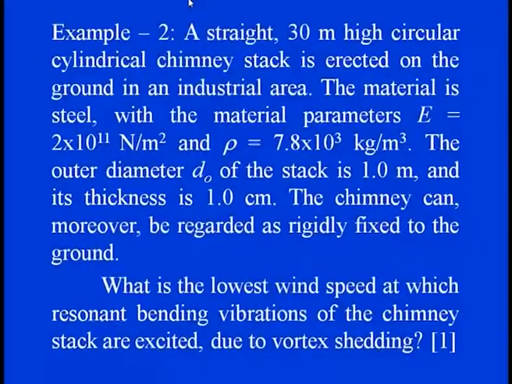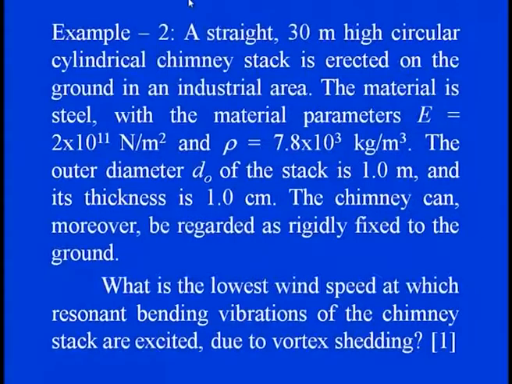Now moving to another question, we have a chimney, and straight chimneys are there in many industries. A straight 30-meter high circular cylindrical chimney stack is erected on the ground of an industrial park, so the height is 30 meters only. The material is steel, with elastic modulus 2 into 10 to the power 11 Newton per meter square, and density 7.8 into 10 to the power 3 kilogram per meter cube.